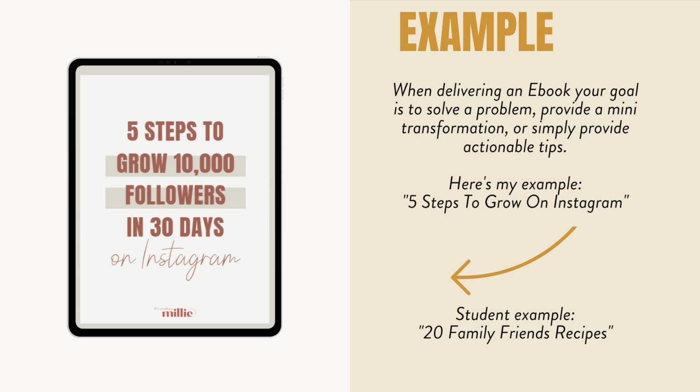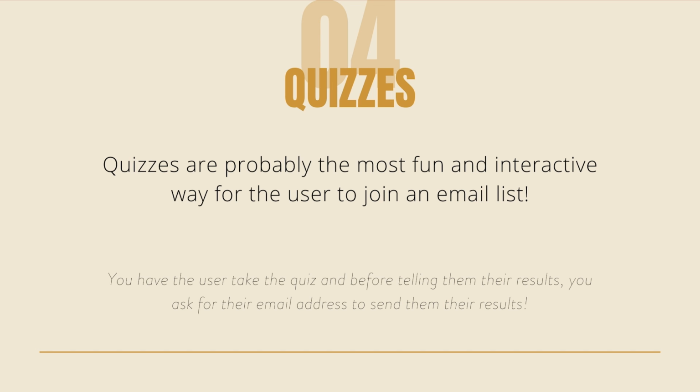When delivering your ebook or your guide, your goal is to solve a problem, provide a mini transformation, or even actionable tips. How I've picked topics on this in the past is mainly focusing on my ideal customer or my ideal client's transformation and how I could help them at one aspect in their journey. For example, I have an ebook on my website called 5 Ways to Grow on Instagram, and it gives them 5 actionable steps that they could do or changes that they can make to their Instagram account to start seeing some sort of growth.